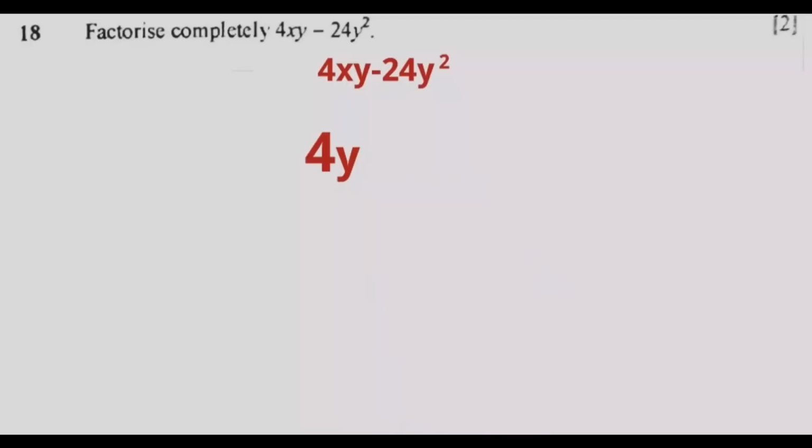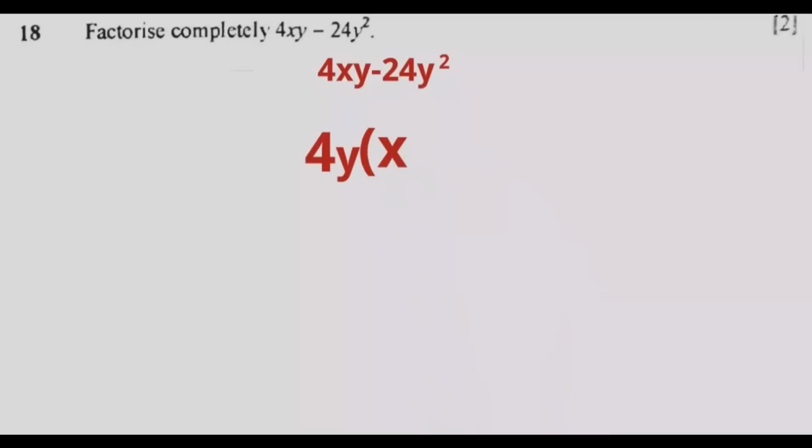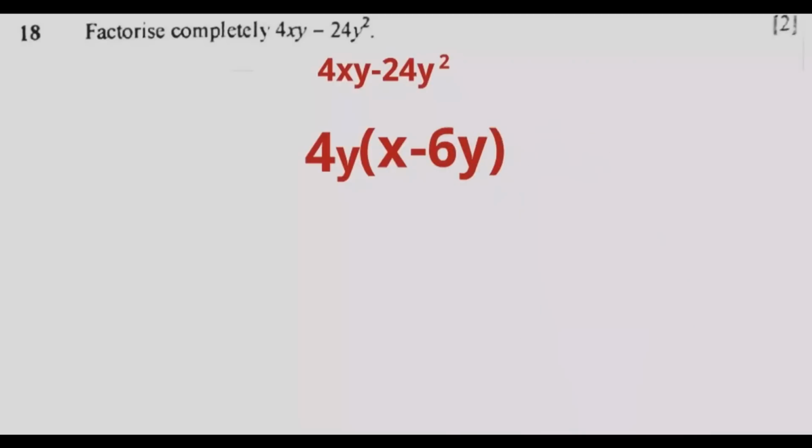Then I'm going to say how many times can 4y go into 4xy? It will go x times. Then how many times can 4y go into negative 24y squared? It's going to go negative 6y. So I'm going to have 4y open bracket x minus 6y. Okay, that is the correct answer.